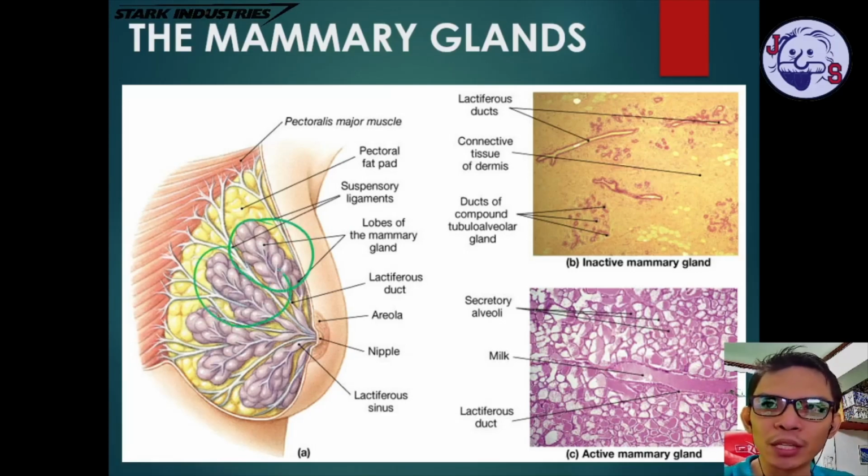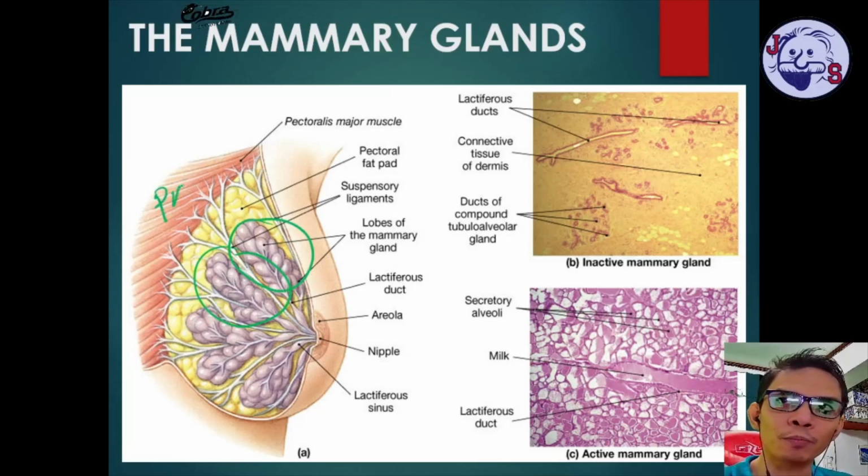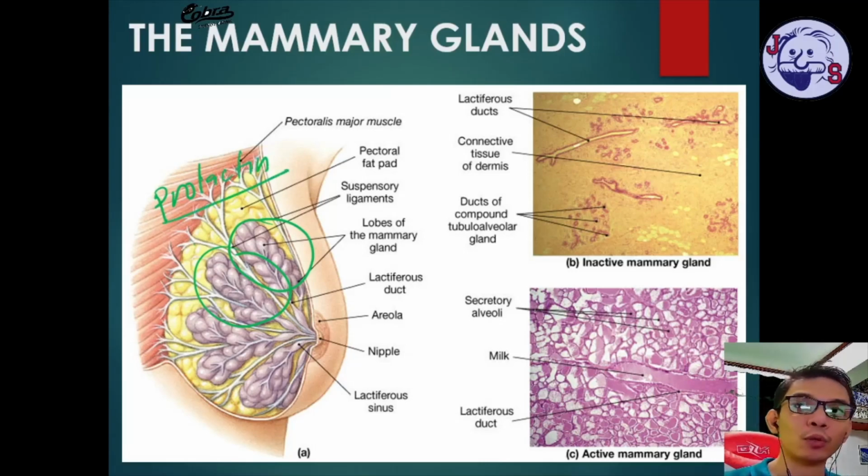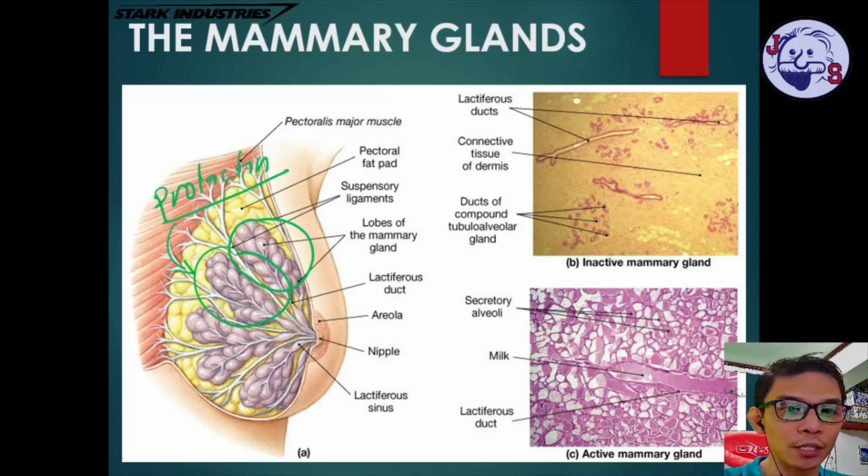These mammary glands, with the action of the pituitary hormone called prolactin, are triggered to produce their secretions, especially the important secretion called milk. So mammary glands are very important in the development and nourishment of the baby.